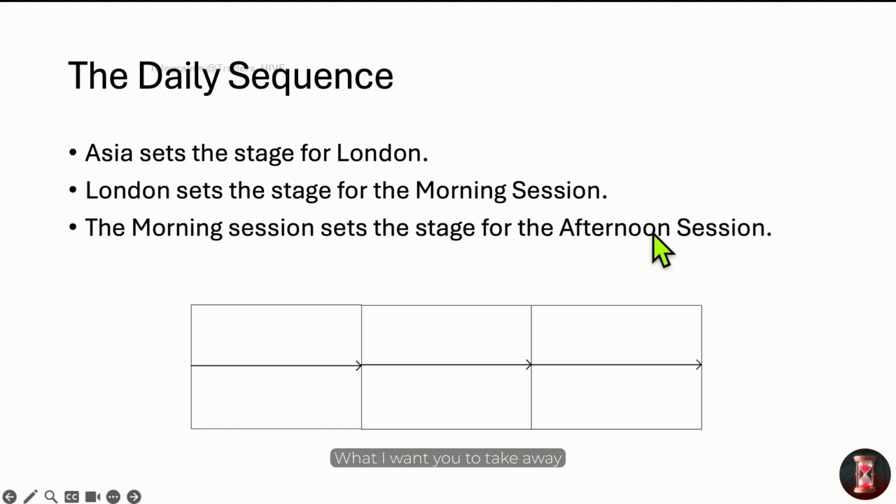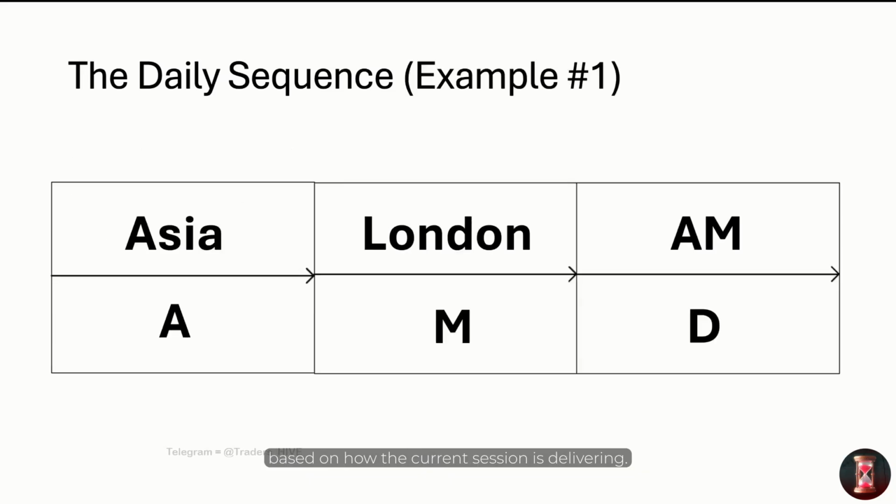What I want you to take away from this slide is that the first session is always determining how the second session is going to deliver. Meaning, we always anticipate how the next session is going to deliver based on how the current session is delivering.